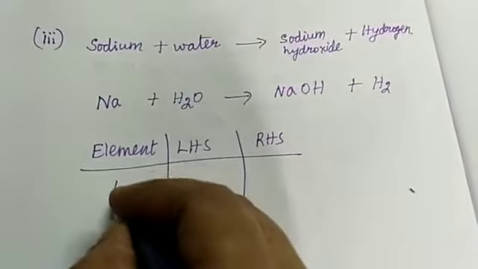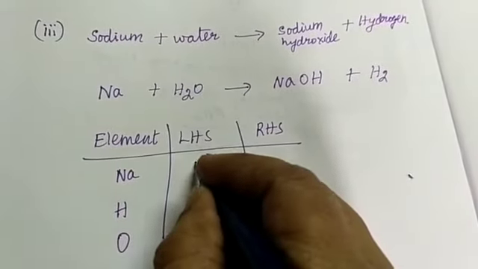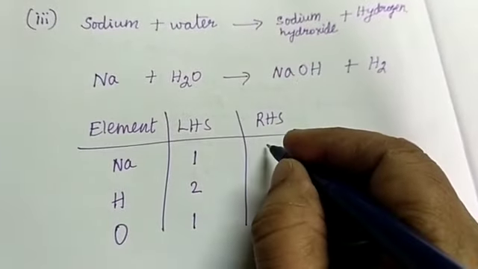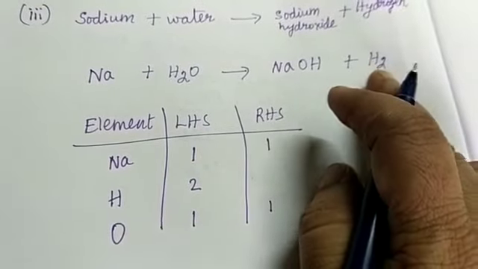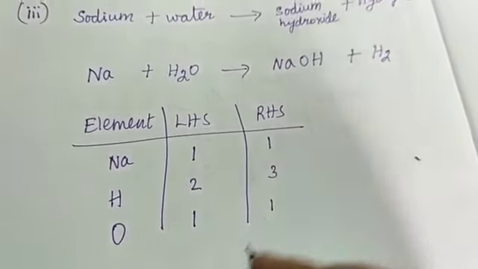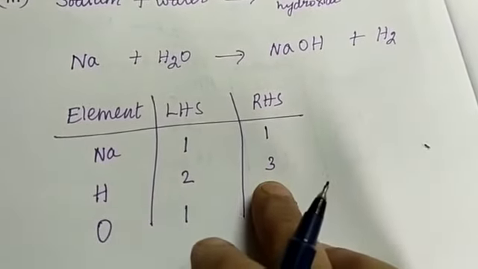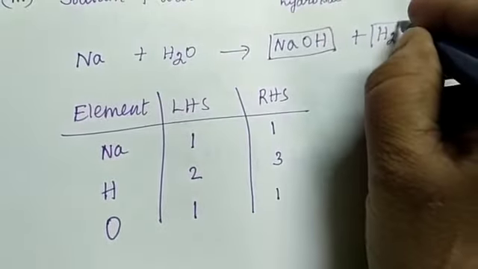Elements here: sodium, hydrogen and oxygen. Sodium in LHS 1, hydrogen is 2, oxygen is 1. In RHS, sodium 1, oxygen 1, hydrogen is here 2, here 1, 3. So now we want to balance. Only here hydrogen is 3 and here 2. So in order to balance, first before that we will put the box. So the box reminds us not to change anything inside that.